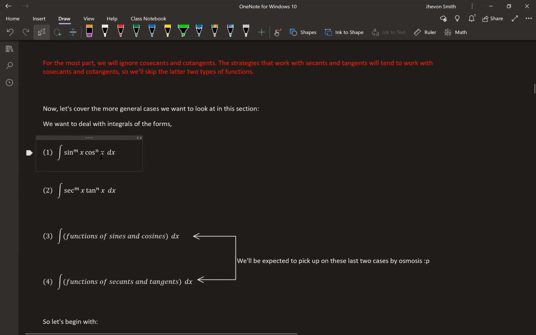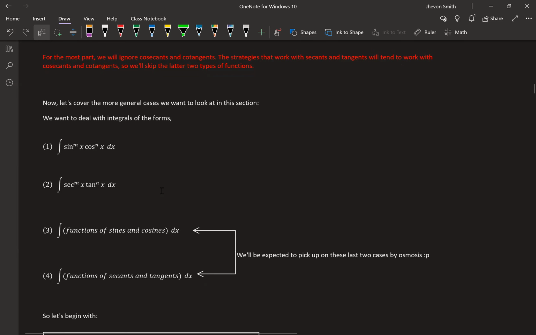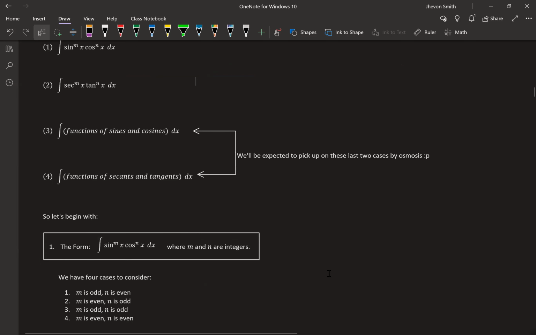Every case that can occur here for integer values of the powers, we know how to deal with very specifically. For secants times tangents, there are two scenarios that we know very well how to deal with. But the other scenarios are a little bit tricky. We'll go over those, but we're going to start with case one.